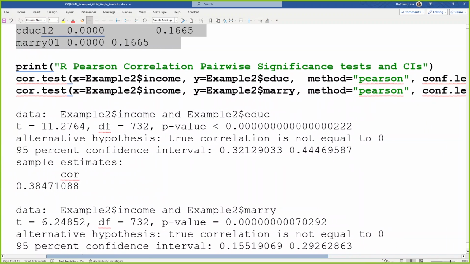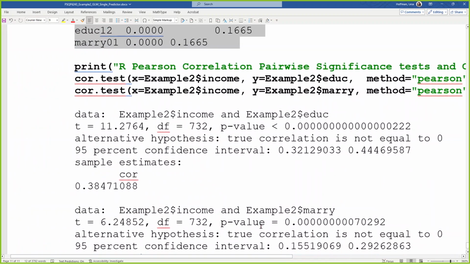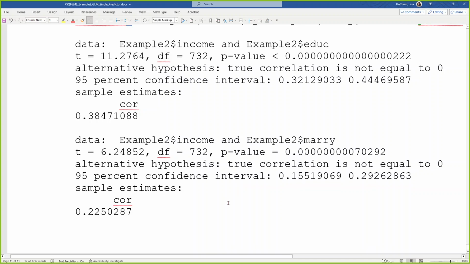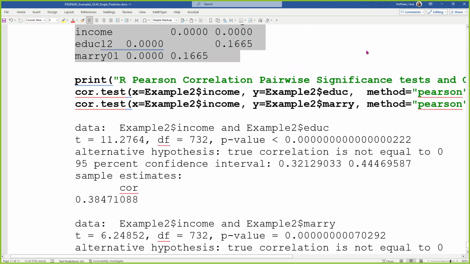So I asked for that using Pearson, 95% interval, and then that's the printout that I get out of that. So if you need to estimate correlations, here's how you can do so. Any questions on any of that?